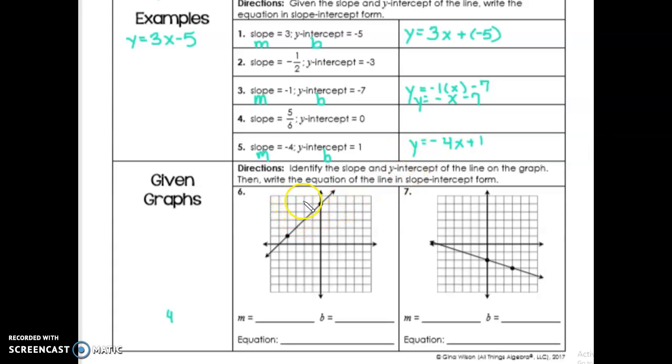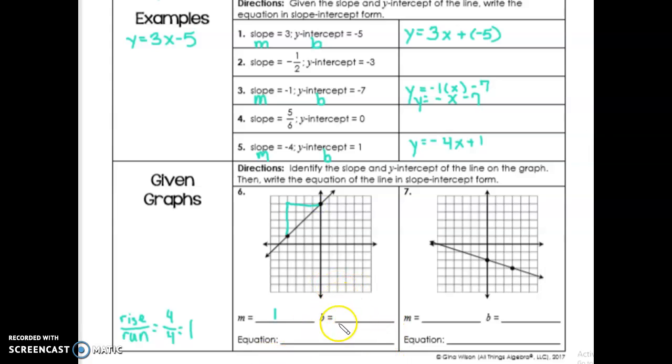And then I'm going 1, 2, 3, 4. So I've got 4 over 4, which does simplify to 1. That's my slope. And if you need to, go ahead and do this as rise over 1, because this is still new for you guys. Rise over 1. You're going up first, then over.